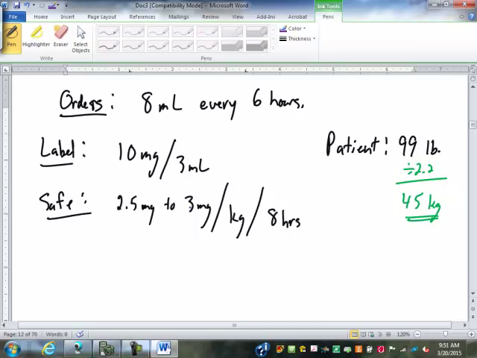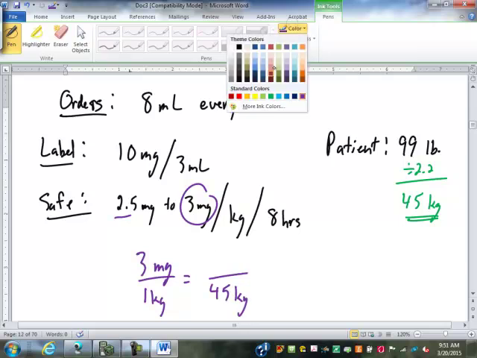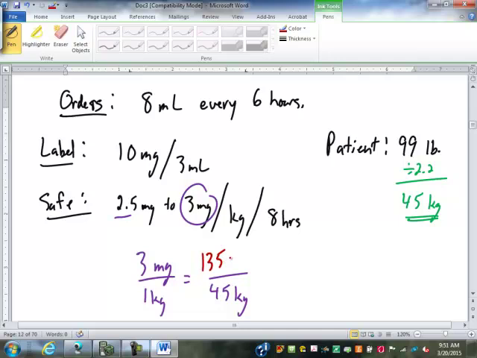If we're looking at safe dose, we would want to do the maximum one first. We could do the 2.5, but let's do the 3, because if the doctor goes a little too low, that's not near as important as if the doctor went too high. We'll still come back and find that minimum dose. That's 3 milligrams per 1 kilogram. How much is it per 45 kilograms? Cross multiplying and dividing, we get 135 milligrams per 8 hours.